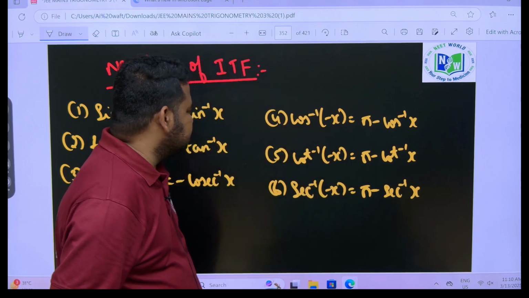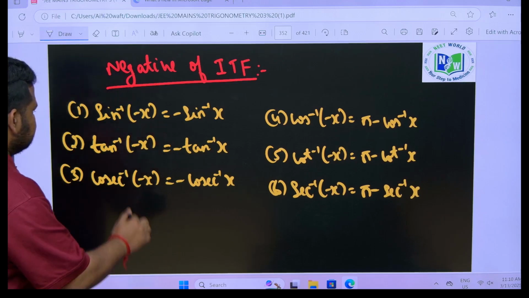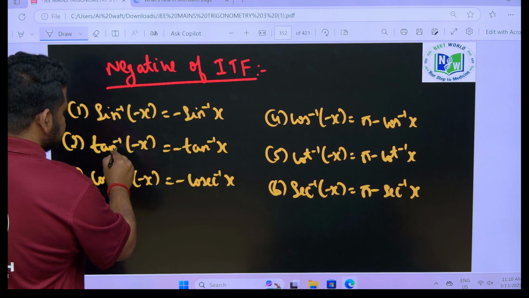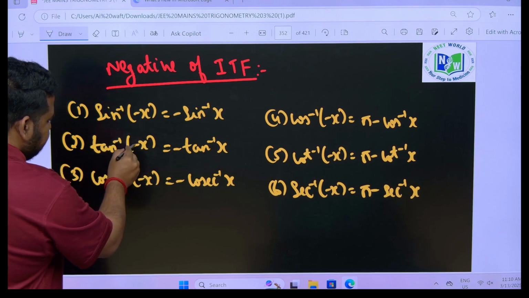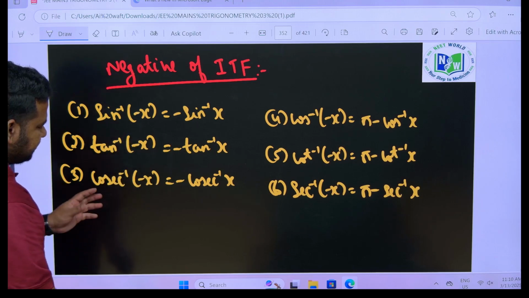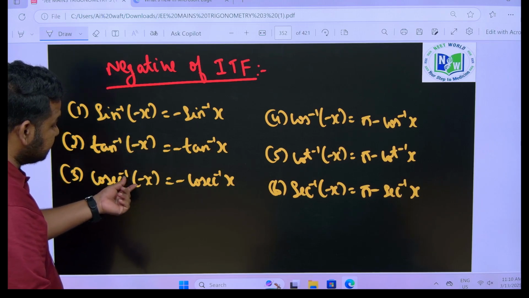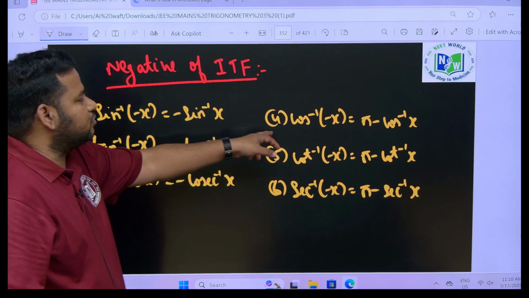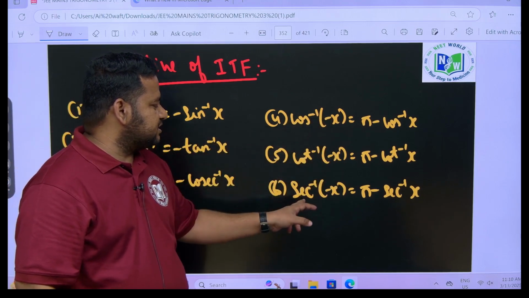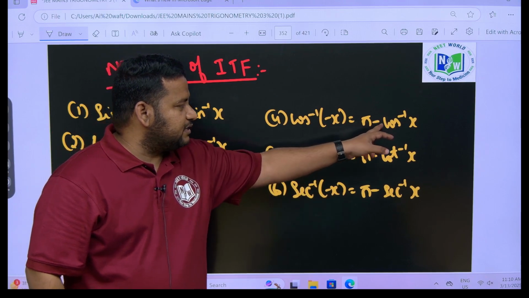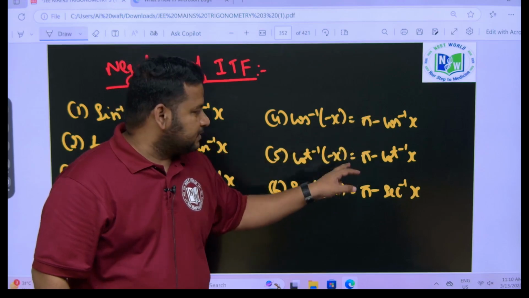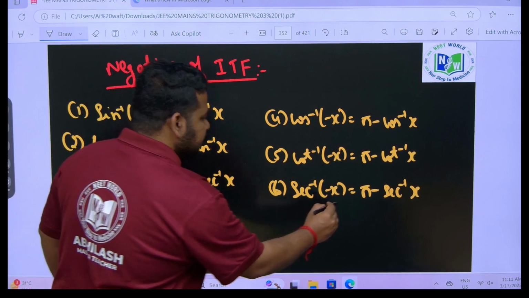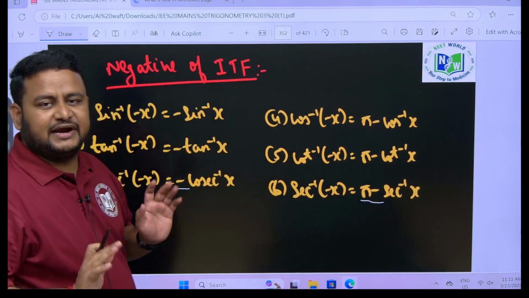So they behave similarly. Now see, sin inverse of minus x is minus sin inverse of x. This minus will be pushed outside. For tan inverse of minus x, the minus will be pushed outside. For cosec inverse of minus x, the minus will be pushed outside. So these three are similar. When you talk about cos inverse of minus x, cot inverse of minus x, secant inverse of minus x, it is not just minus cos inverse of x, it is pi minus. Here also it is pi minus. Here also it is pi minus. So here only minus is coming outside, and here pi minus is coming outside. Why? We will understand now.